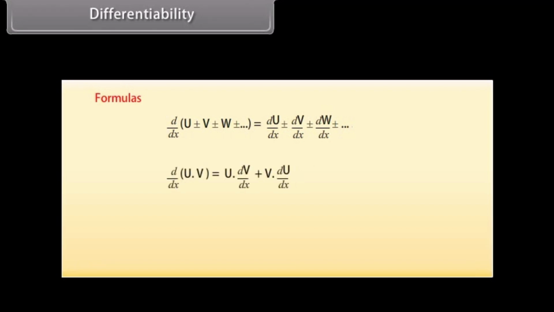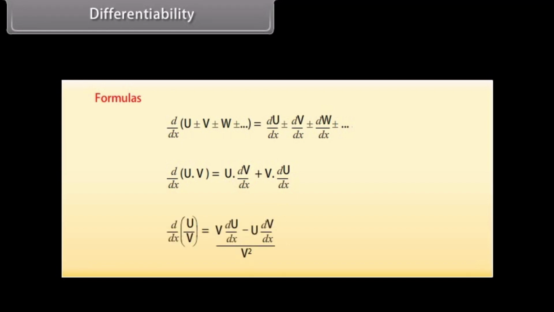Differentiability formulas. d by dx of u plus minus v plus minus w plus minus and so on is equal to d by dx of u plus minus d by dx of v plus minus d by dx of w plus minus and so on. d by dx of u into v is equal to u into d by dx of v plus v into d by dx of u.